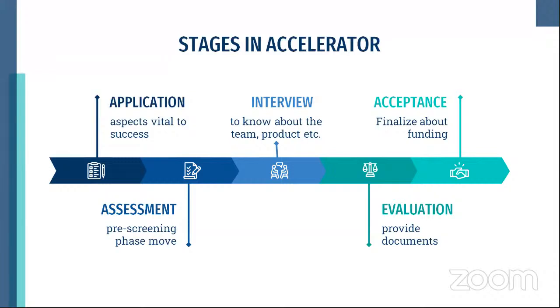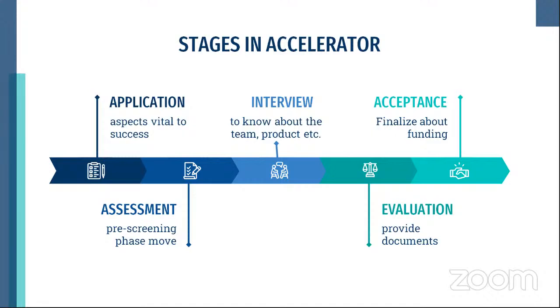Now next are the stages in an accelerator. At most accelerators, the application is done in stages. First is the application. An application will ask for specifics on the startup's idea, market, traction, team, or other vital aspects of success. Second is the assessment. Promising teams from the pre-screening phase move on to be assessed for investability, revenue potential, and overall strength of the product or service offering.